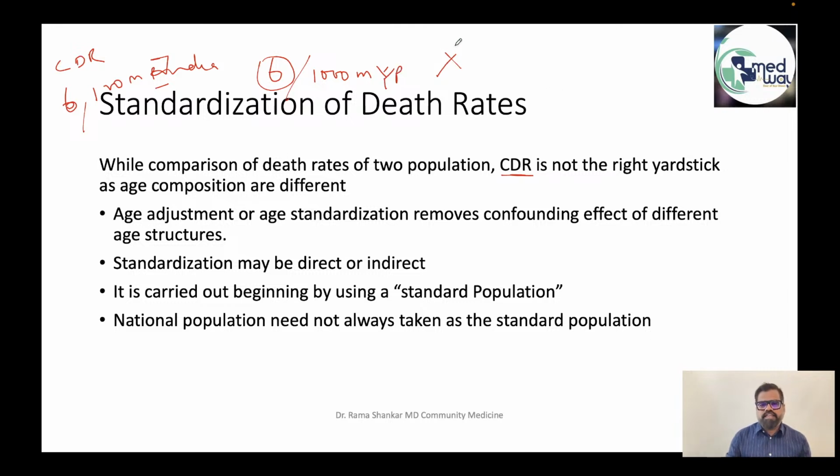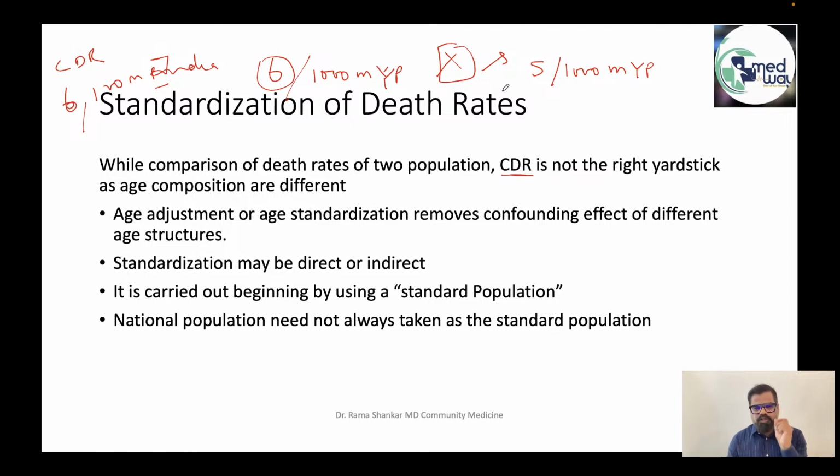And suppose you're comparing any other country X, hypothetically I take, for example, 5 per 1000 mid-year population. By seeing this crude death rate, we can say X is the country which is performing better, its health system is better in comparison to India, because India's crude death rate is more. But we cannot do this, because the age composition of the population of India is different from the age composition of the population of the other country. So age will act as a confounding factor. It will influence the result. So to compare this, you need to standardize.